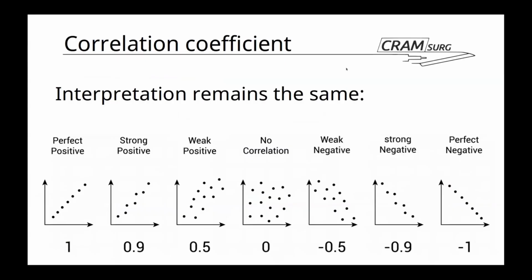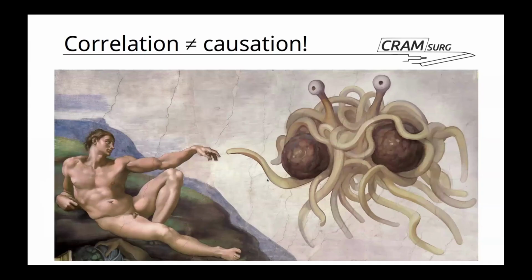So, you know, 1 is a pretty much perfect positive, 0.9 strong positive, 0.5 weak positive, and so on. So you interpret the result in the same way, but the result you get can be slightly different depending on how your points lie on your chart. A final point, I've explained this picture last time.